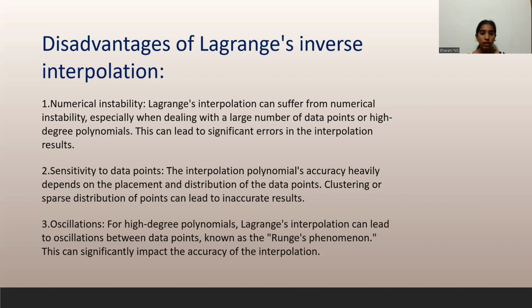Oscillations for high degree polynomials. Lagrange's interpolation can lead to oscillations between data points, known as the Runge phenomenon. This can significantly impact the accuracy of the interpolation.